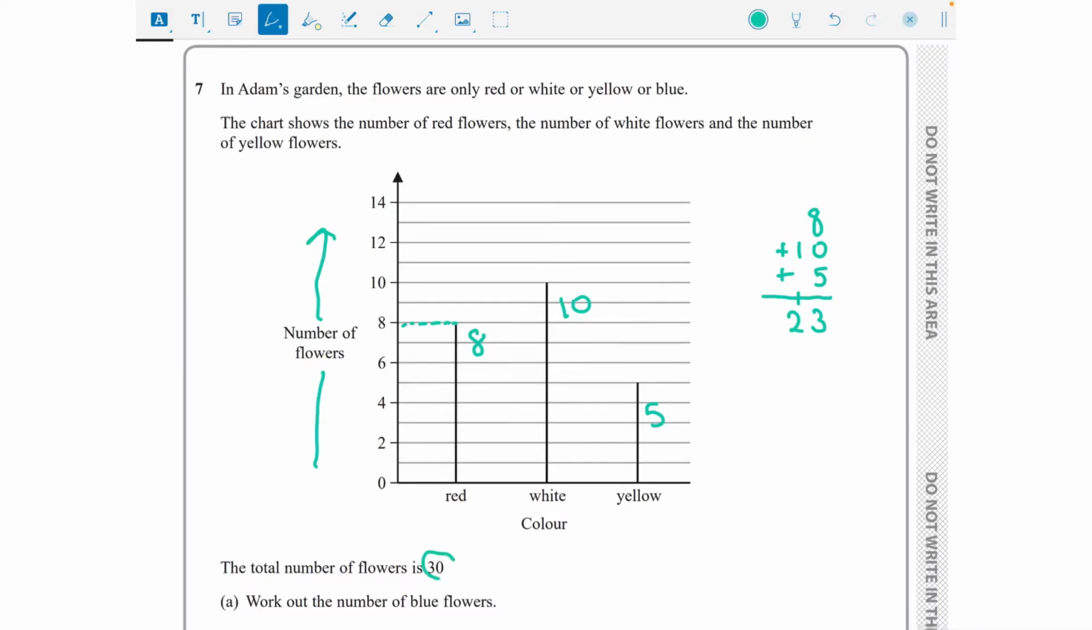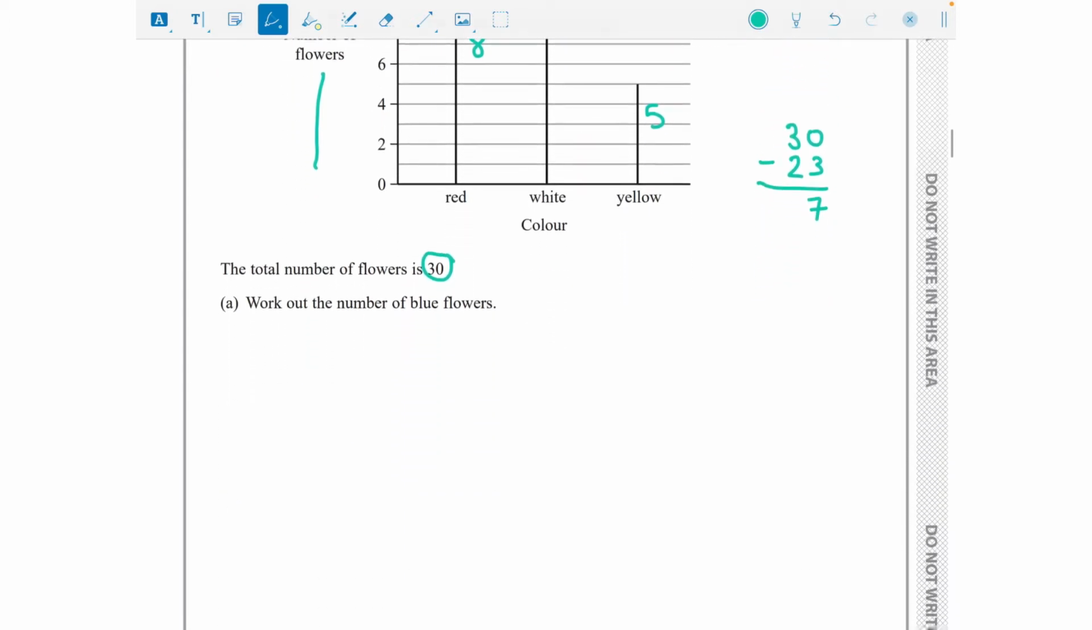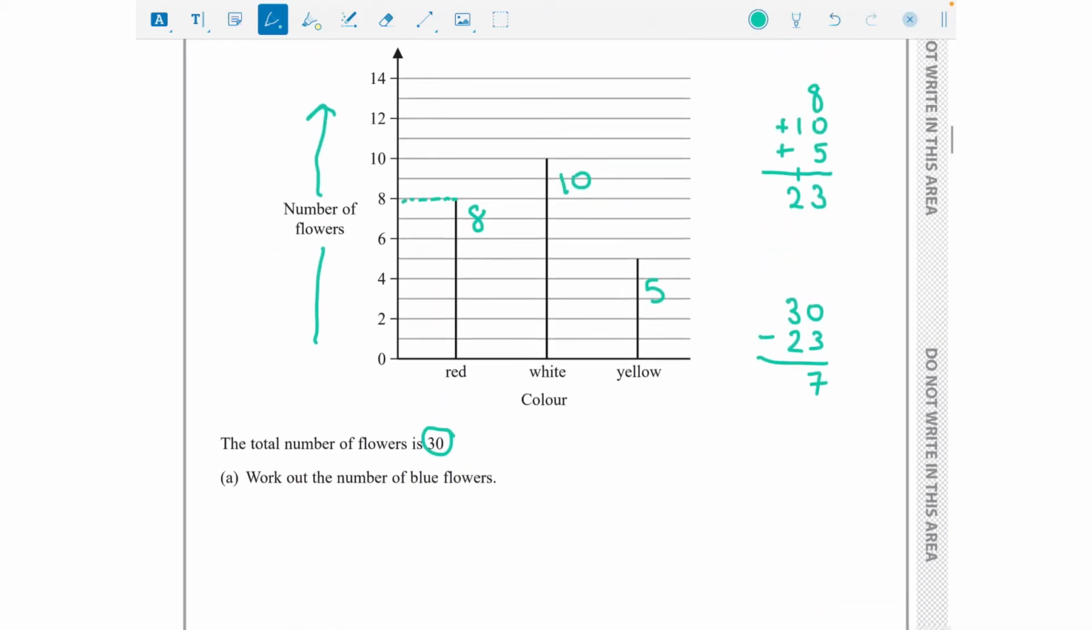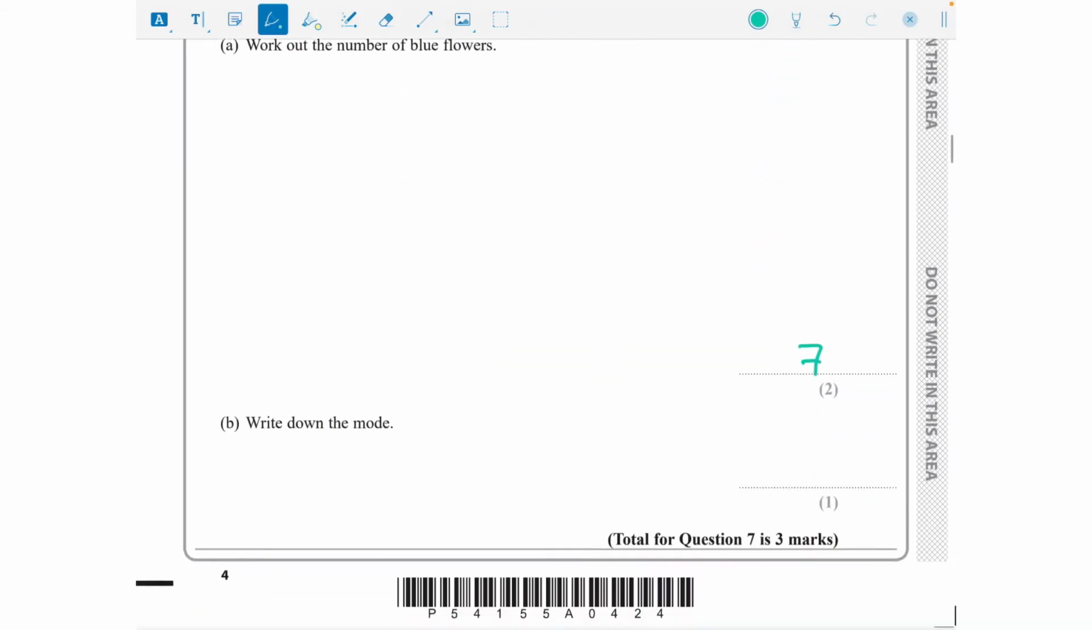If the total number of flowers is 30, 30 take away 23 is 7. So work out the number of blue flowers, it must be 7 because there's no other colour flowers there. We've got 3 of them in the table and the last colour is blue and there aren't any others, so it must be 7. Write down the mode.